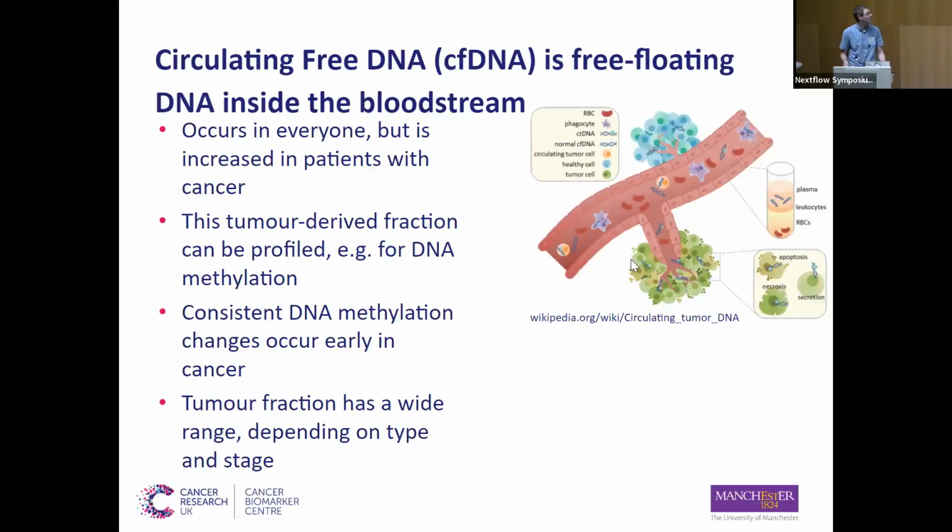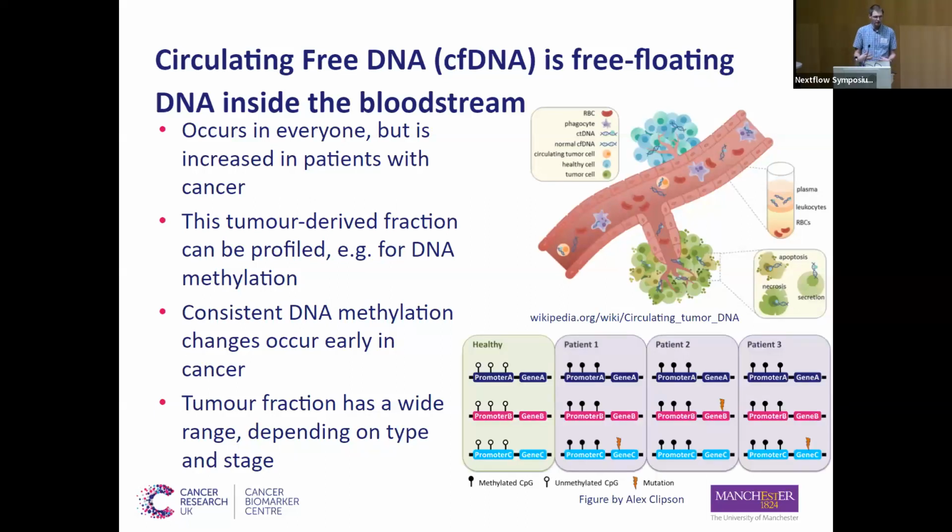Okay, so circulating free DNA is bits of DNA that's just floating around in the plasma in all of you. So everybody has some, but this is increased in patients who have cancer. And some of that increase comes from the cancer cells. And so you can study the cfDNA, the circulating cell-free DNA, to learn something about the cancer. And these methylation changes often occur early in the cancer development, and the tumor fraction in a patient, the amount of cfDNA that comes from the tumor, can be very variable.